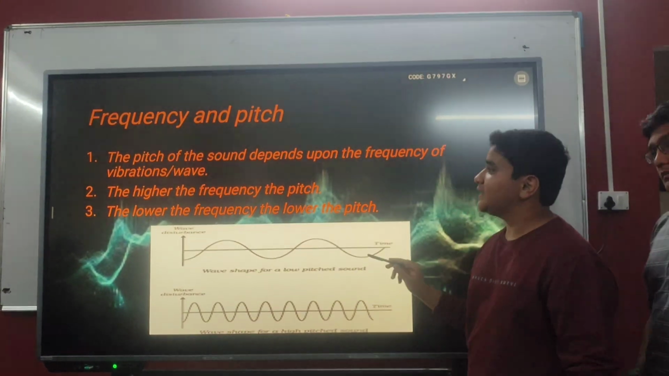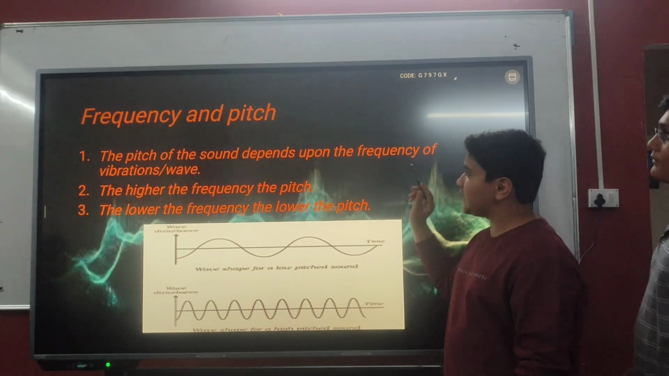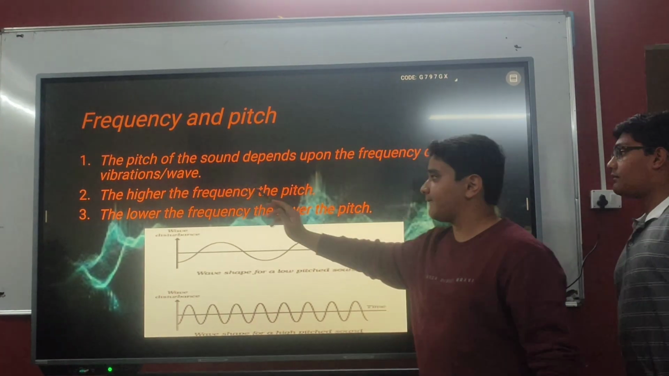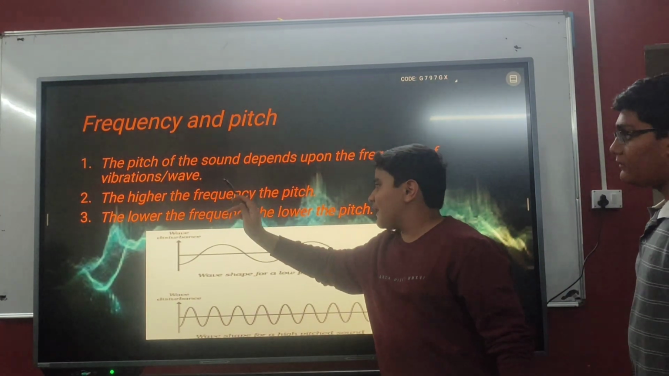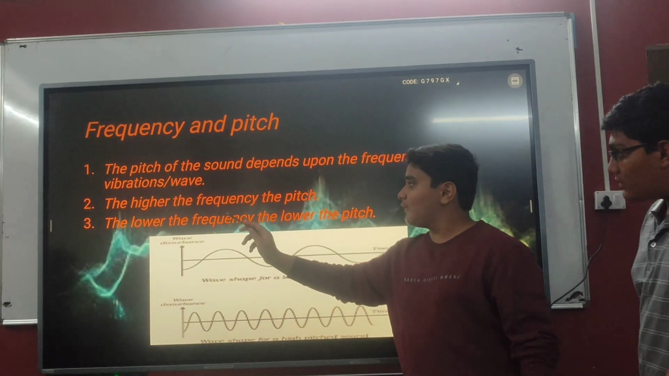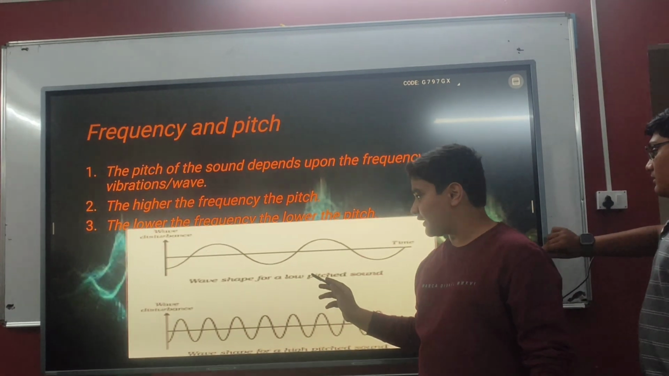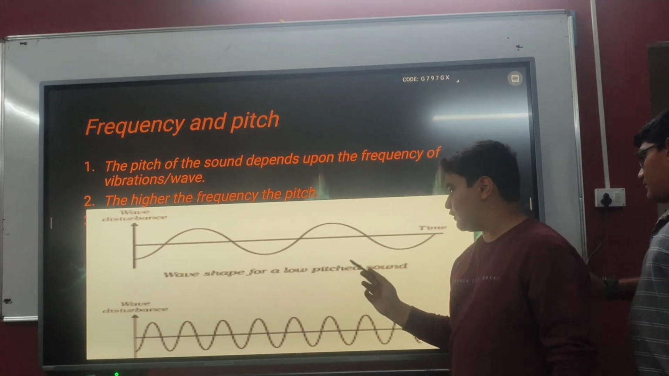Frequency and pitch. The pitch of the sound depends upon the frequency of vibrations or waves. The higher the frequency, the higher the pitch. The lower the frequency, the lower the pitch. This is the diagram for it, the wave shape of a low pitched sound.